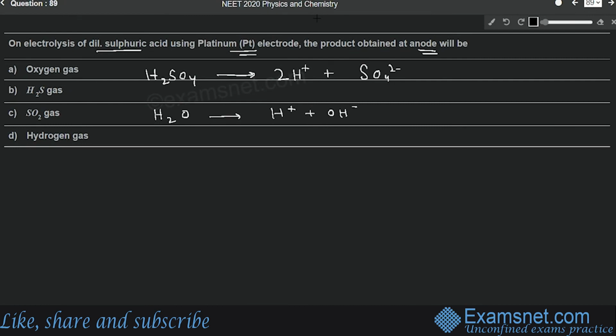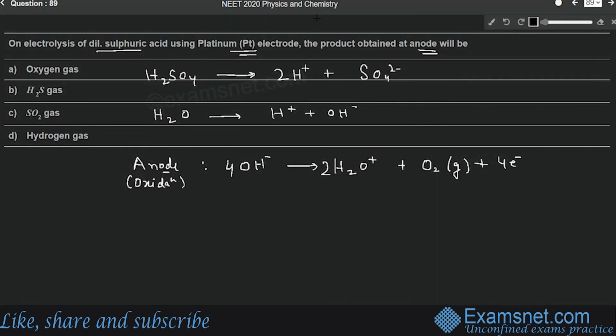Now what will happen at different electrodes? First at anode, what will happen? OH- will be oxidized because at anode oxidation takes place, right? Oxidation takes place at the anode, so OH- ion will get oxidized to give H2O plus oxygen gas. Okay, plus it will also lose electrons. So on balancing this we can add 2 here and 4 this side. Okay, so this is a balanced reaction for the oxidation at anode.